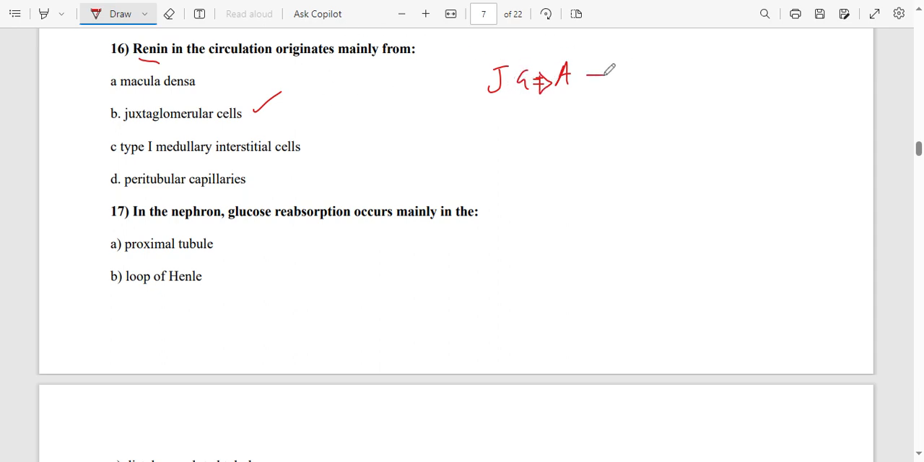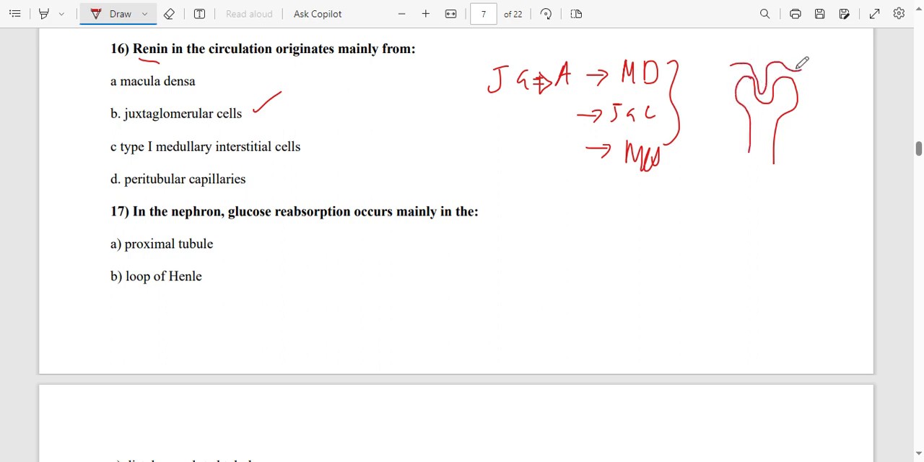The juxtaglomerular apparatus is going to have macula densa cells. It also has juxtaglomerular cells. It also has mesangial cells. These are the three components of the juxtaglomerular apparatus. This is what we call the juxtaglomerular apparatus. Okay.